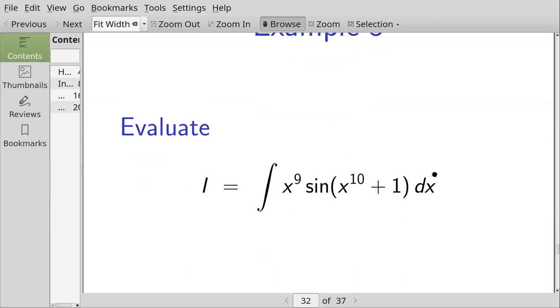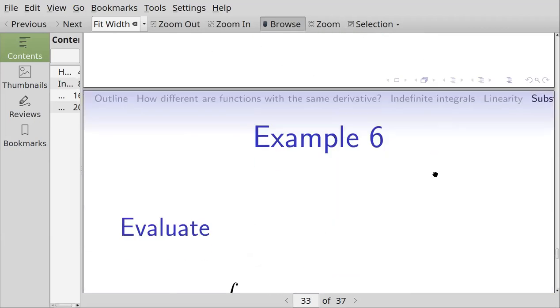u is equal to x to the power 10 plus 1. Yeah, you let u equal x to the 10 plus 1. And then du equals 10x to the 9 dx, right? So this integrand is the same as sine of u times du divided by 10. Okay? So that will work also.